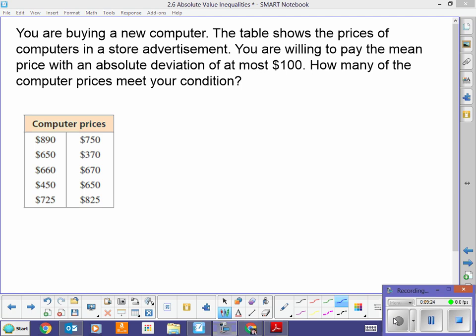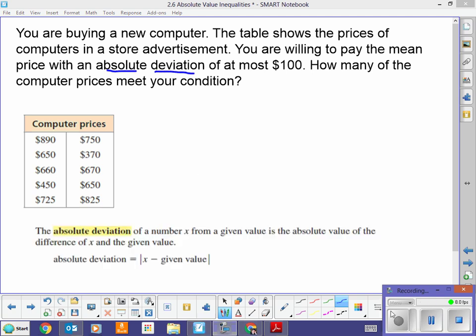So this is similar to what we did on the equations. Let me give you a definition here for absolute deviation before we continue. The absolute deviation of a number x from a given value is the absolute value of the difference of x and the given value. This is like we did in the previous chapter with tolerances and minimums and maximums and nominals. That's basically the same thing here.